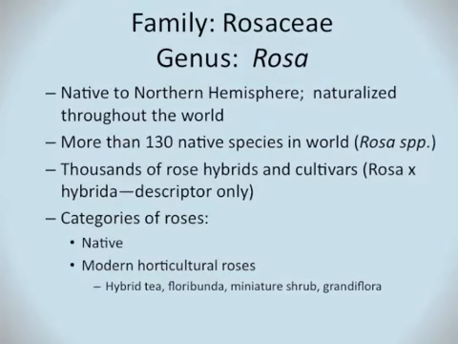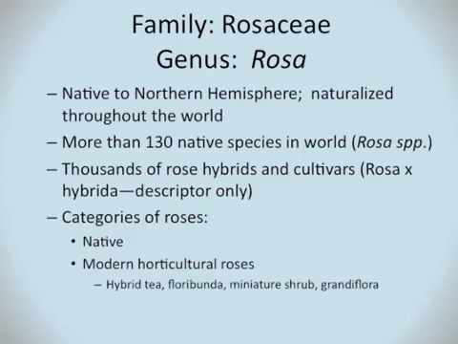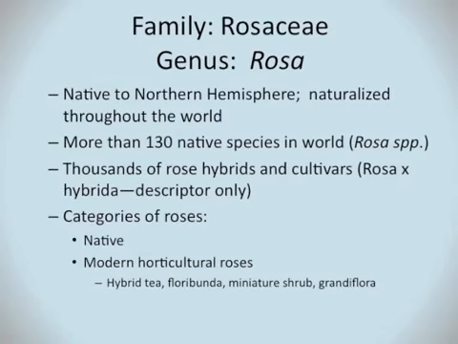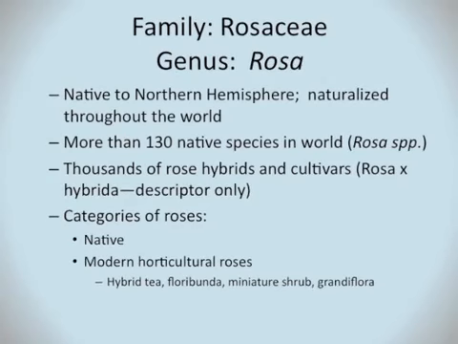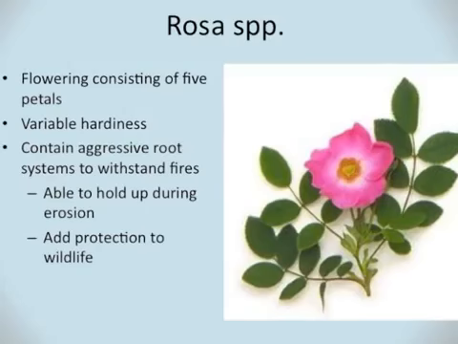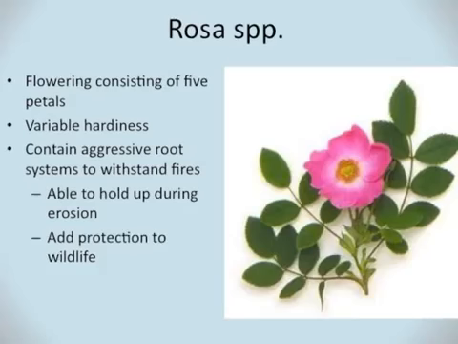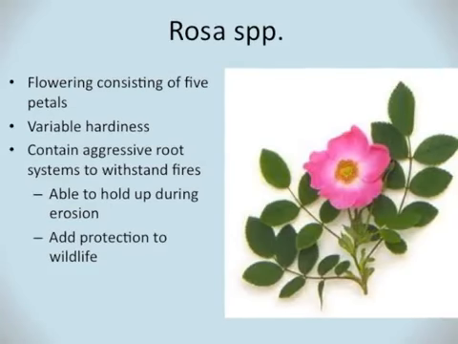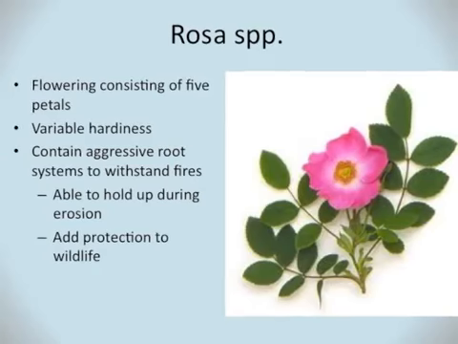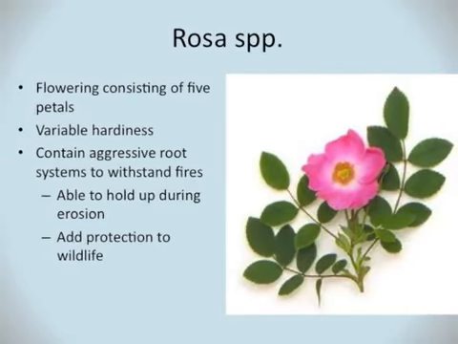The rose genus can be found throughout the world but is native to the northern hemisphere. This genus contains 130 native species as well as thousands of rose hybrids and cultivars. The rose genus can be subdivided into two categories, wild and hybrid roses. Wild rose flowers generally have 5 petals, while hybrid flowers have many more. Both types of roses can flower at more than one time throughout the growing season. Hardiness is variable, so you should check with your local garden center for additional information.